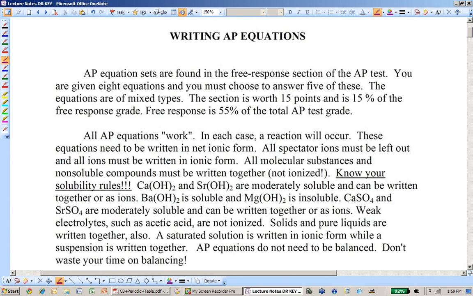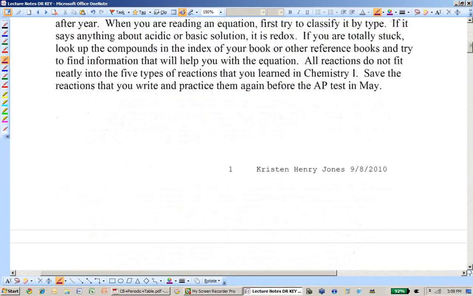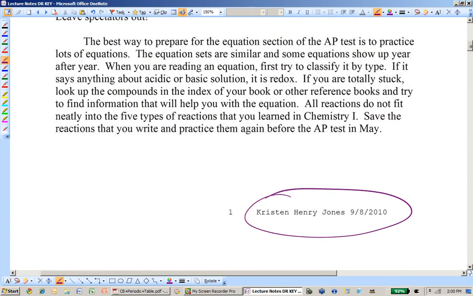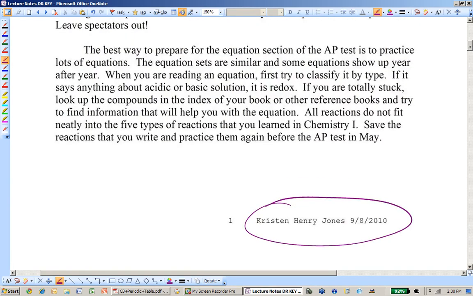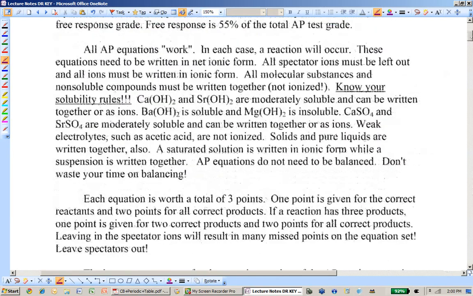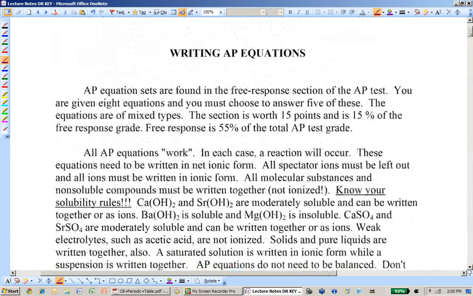This particular document came from, and I need to give credit where credit is due, a fabulous AP chemistry teacher named Kristen Henry Jones. Ms. Jones teaches at A&M Consolidated High School in Bryan, College Station, Texas, the high school closest to the campus of Texas A&M University and our beloved Texas Aggies. Kristen did a fine job with this, and I have never felt the need to rewrite it. I know I could never have done as good a job as she did.